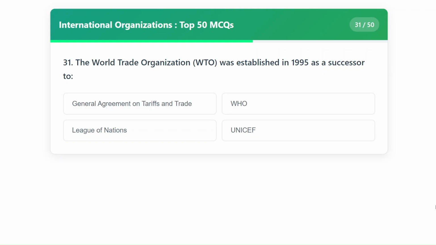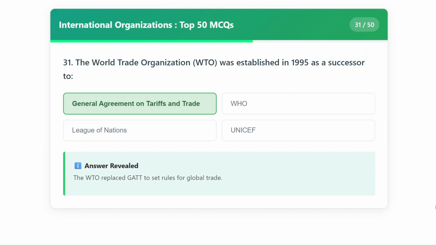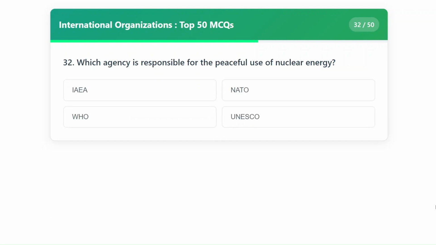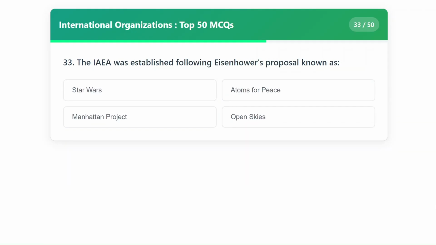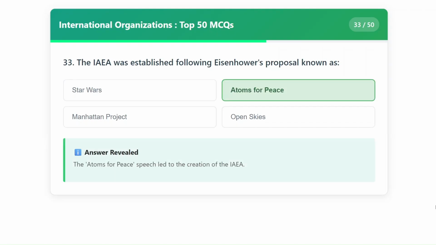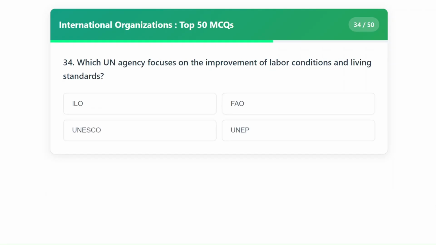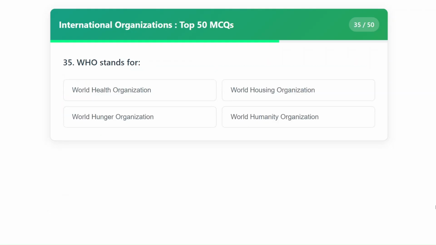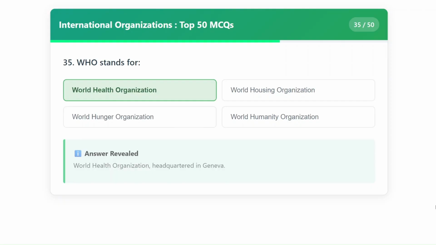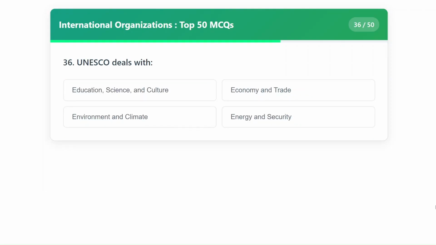The World Trade Organization was established in 1995 as a successor to the General Agreement on Tariffs and Trade. Which agency is responsible for the peaceful use of nuclear energy? IAEA. The IAEA was established following Eisenhower's proposal known as Atoms for Peace. Which UN agency focuses on the improvement of labor conditions and living standards? ILO. WHO stands for World Health Organization.